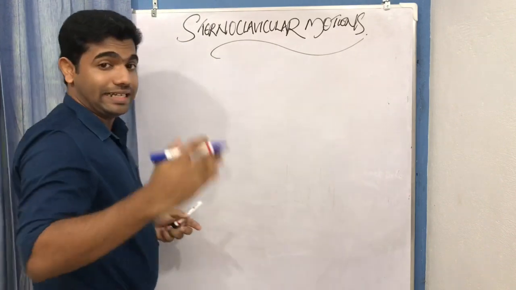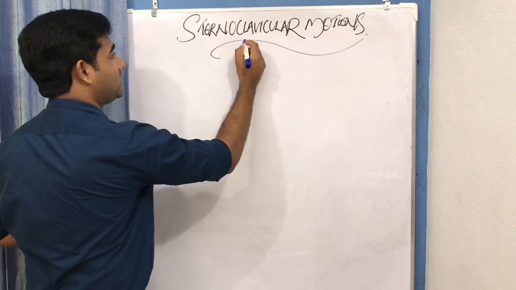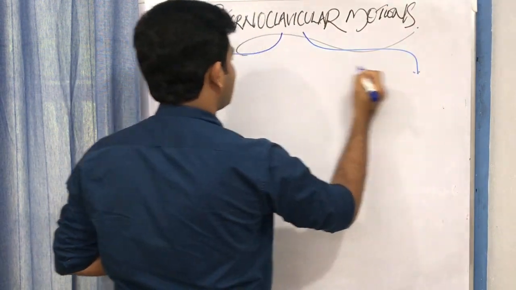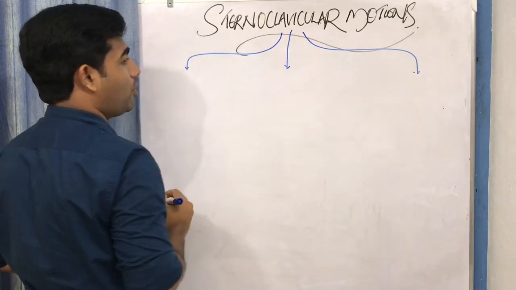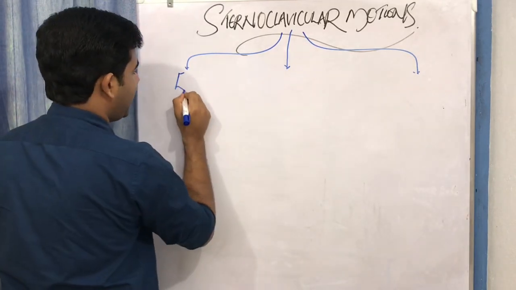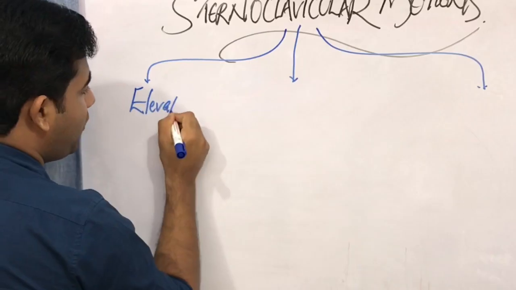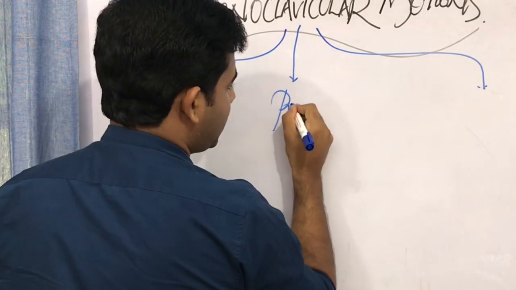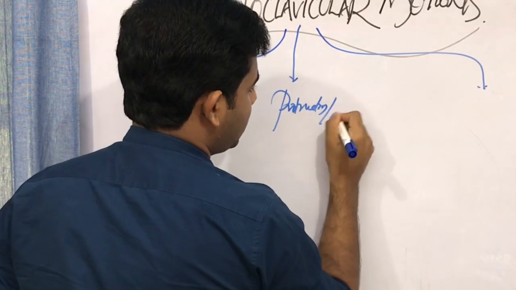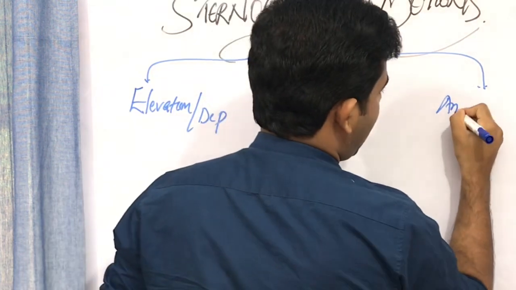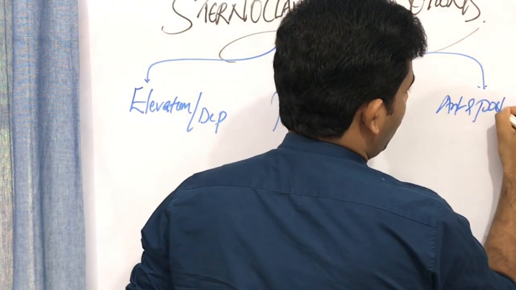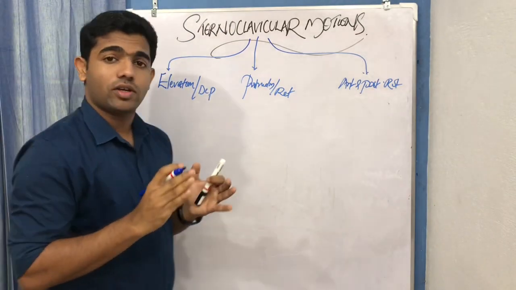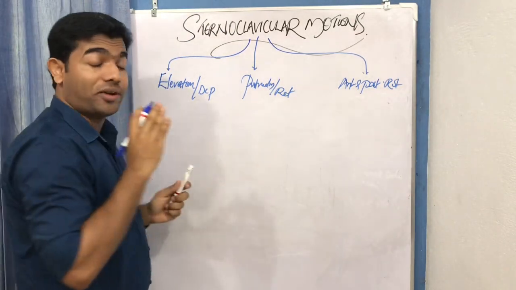So we have regular updates in the shoulder complex, and as I told you, the sternoclavicular joint has 3 degrees of freedom. How many degrees? 3 degrees of freedom, and hence the motions possible are elevation and depression, protraction and retraction, anterior and posterior rotation. So these are the 3 possible movements in the sternoclavicular joint. And these are the 3 rotatory movements.